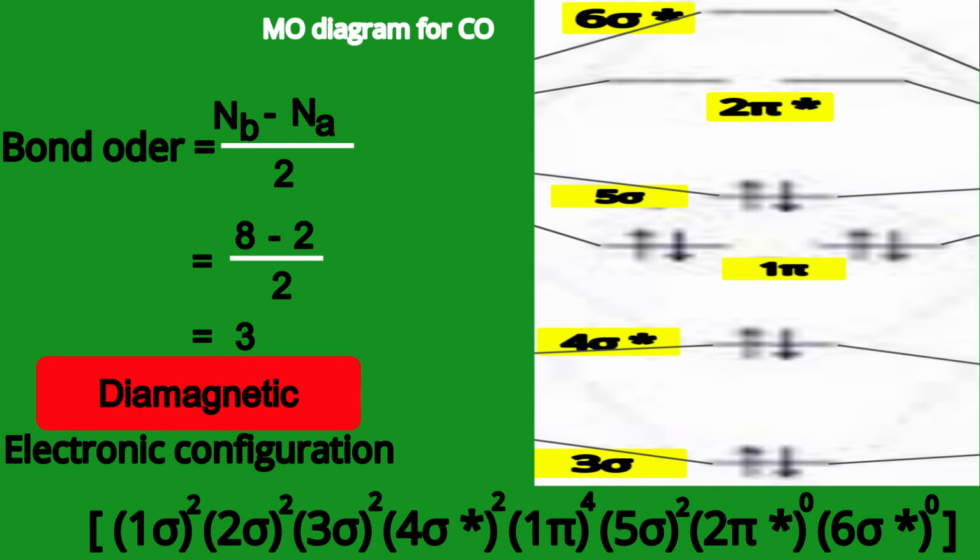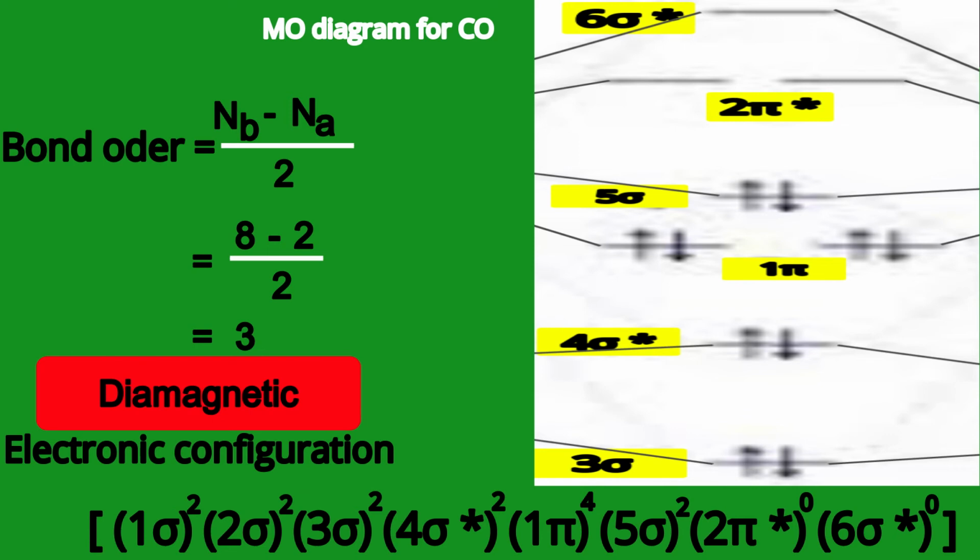That is 4 sigma star and there are 2 electrons. Rest of electrons are there in bonding orbitals. But don't count the electrons present in 1 sigma and 2 sigma. Why? Because they are non-bonding orbitals. They are not fruitful for bonding. They will not contribute for bonding.